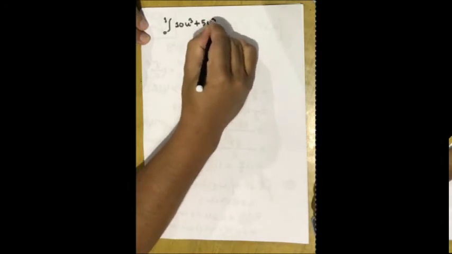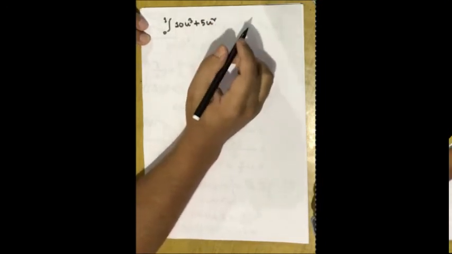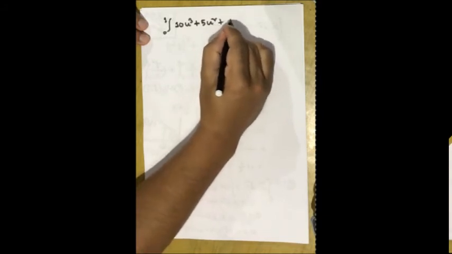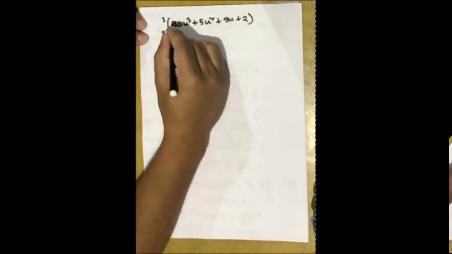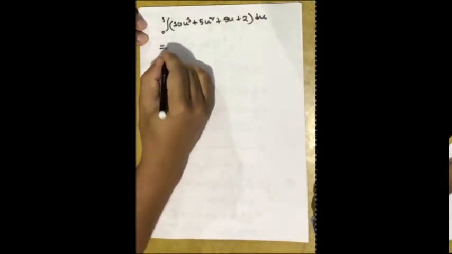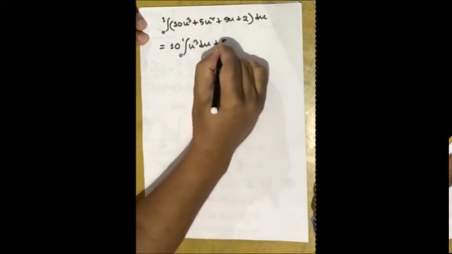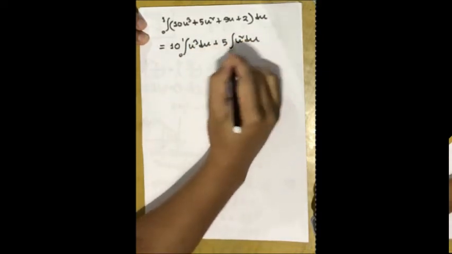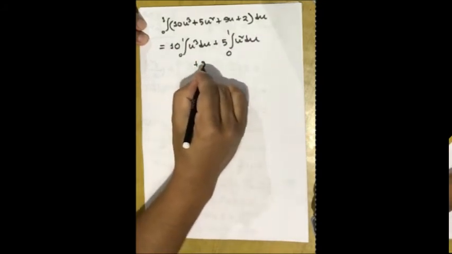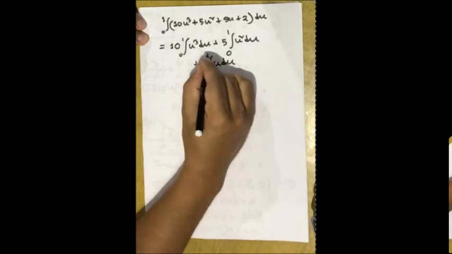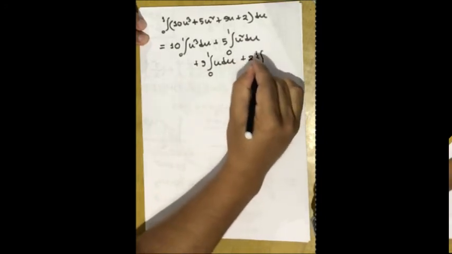So it gives us integral from 0 to 1 of 10u cube plus 5u square. Earlier there was a mistake, it should be plus instead of minus 1, plus 9u plus 2, into du. That's all. Okay, so 10 times integral 0 to 1 u cube du plus 5 u square du from 0 to 1, plus 9 u du again 0 to 1, plus 2 integral 0 to 1 du.